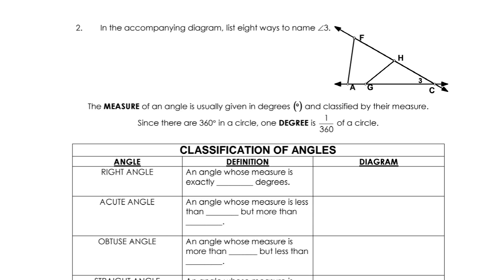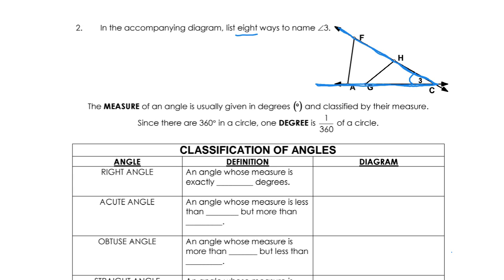Okay, we're on the back side of notes, and number 2 says, in the accompanied diagram, list 8 ways to name angle 3. 8 ways, that's a ton. So what I like to do is I always like to find angle 3. I also like to go ahead and highlight the sides of angle 3 so I know which letters I'm able to use. So there are the sides of angle 3, right here and right here.